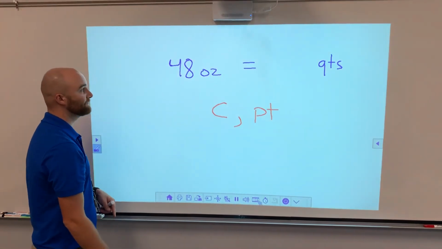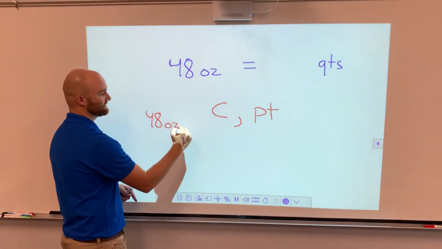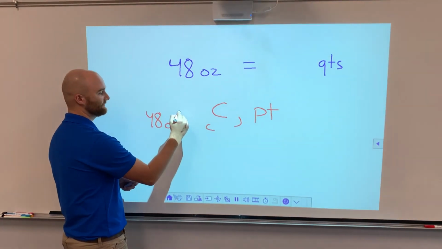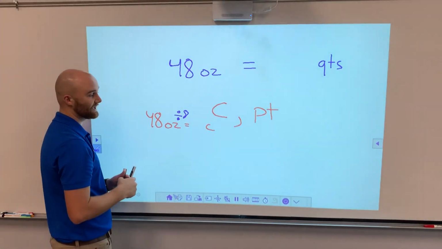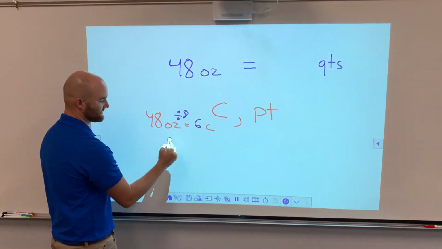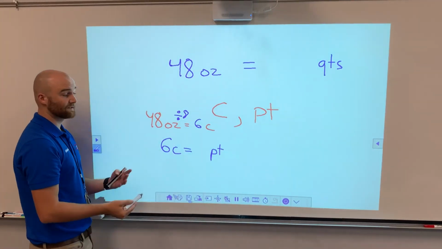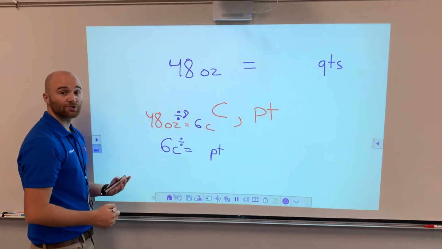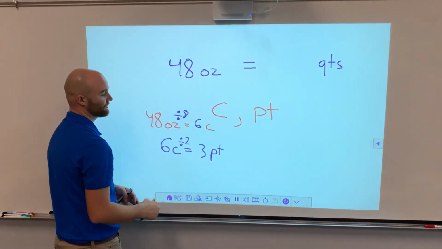So what I'm going to do is I'm going to first change these ounces into cups. 48 ounces is how many cups? That's small to big, which means I need to divide. There are 8 ounces in a cup, so I'm going to divide by 8. 48 divided by 8 is going to give us 6 cups. Then I change those cups into pints. 6 cups is how many pints? I'm still going from something small to something big, which means I need to divide. And there are 2 cups in every 1 pint, so I'm going to divide by 2. 6 divided by 2 gives us 3 pints.